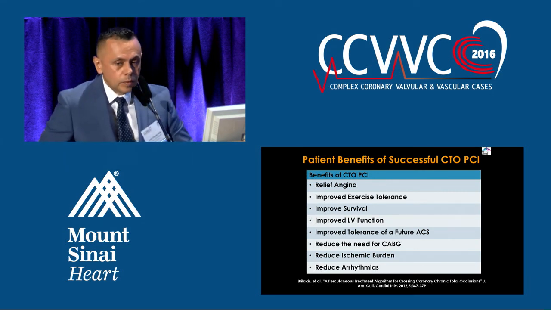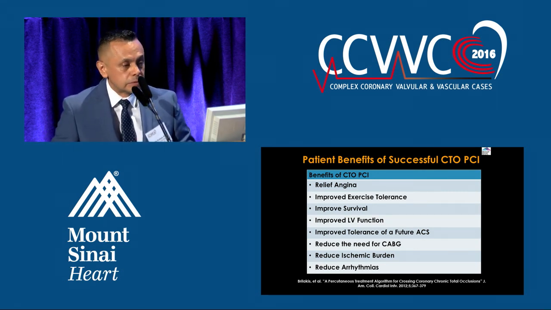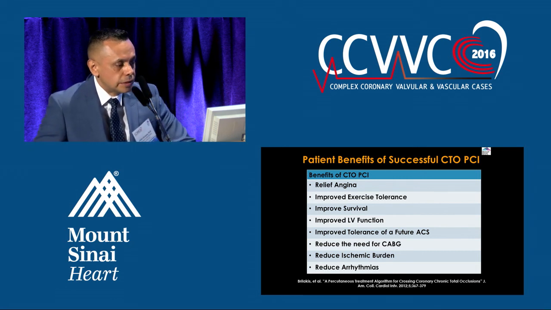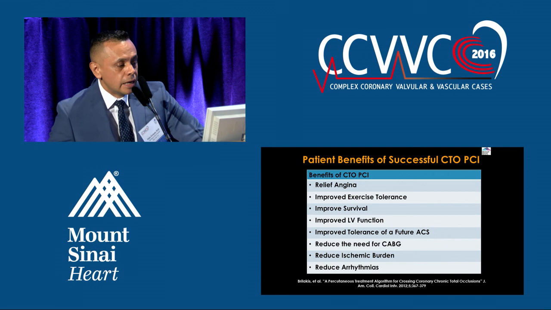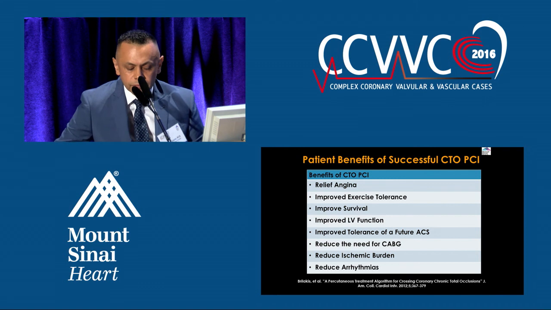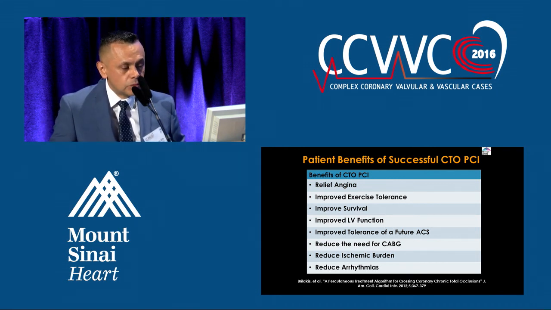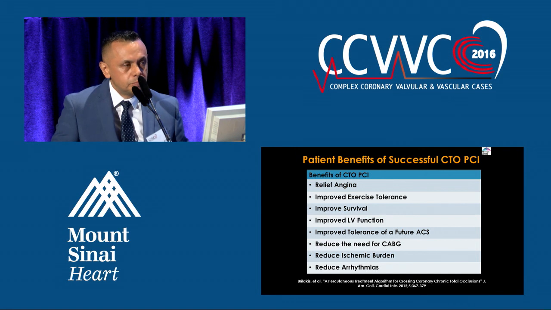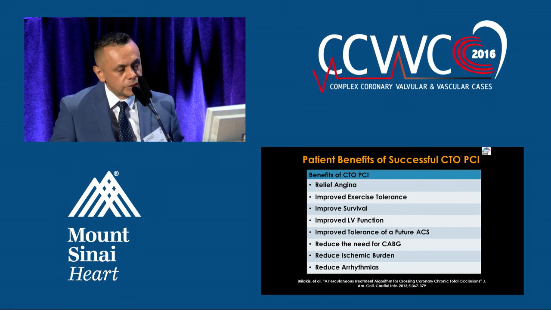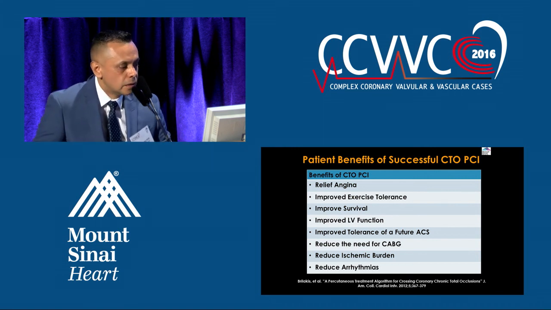So why do we even bother fixing these total occlusions? It's because we help these people have a better survival. Also, we improve their LV function, as well as the tolerance of future RCIS. For example, if we open a CTO in the RCA and the same patient has an MI 2 years later, this person is going to do better with this MI because he has compensatory flow from the other side.